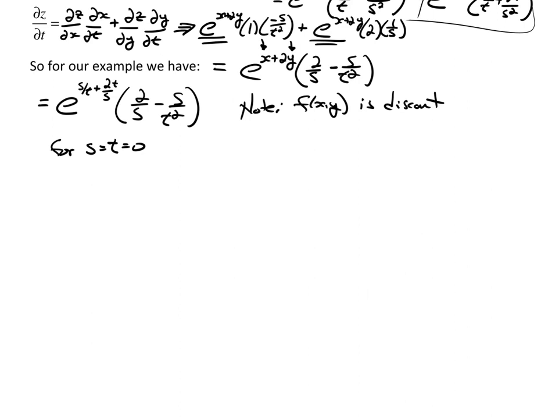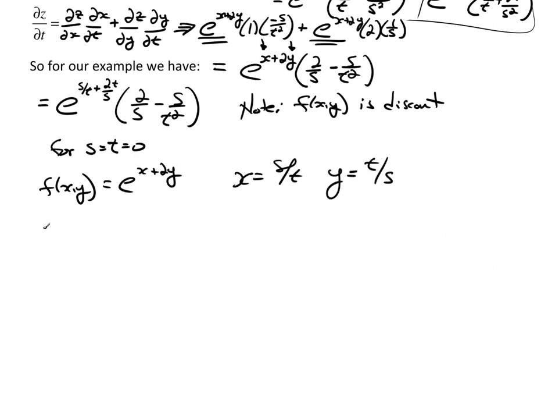Now, one last thing I want to do is go ahead and do a substitution first. So I have f of x, y being equal to e to the x plus 2y. And again, just as a reminder, x equals s over t, and y was equal to t over s. So if I substitute this into my e to the x plus 2y, I'll end up with f of s and t, which would be e to the s over t plus 2t over s.